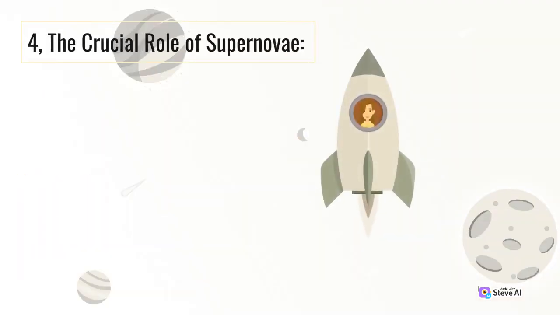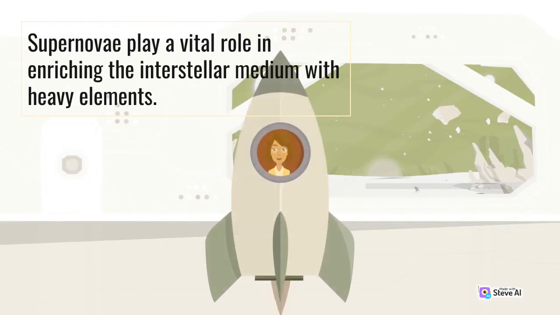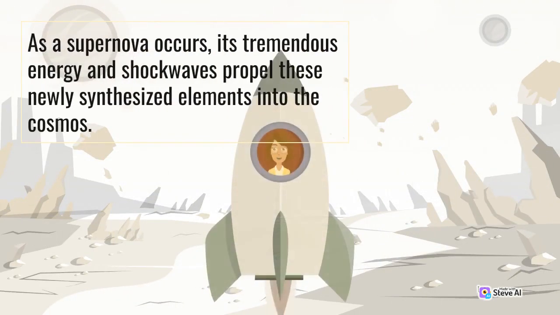4. The crucial role of supernovae. Supernovae play a vital role in enriching the interstellar medium with heavy elements. As a supernova occurs, its tremendous energy and shockwaves propel these newly synthesized elements into the cosmos.